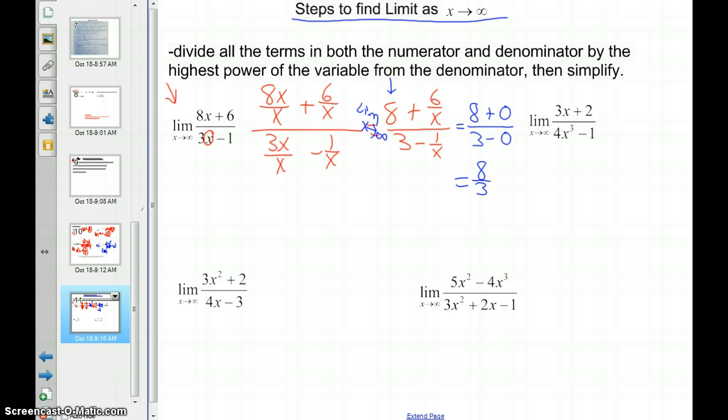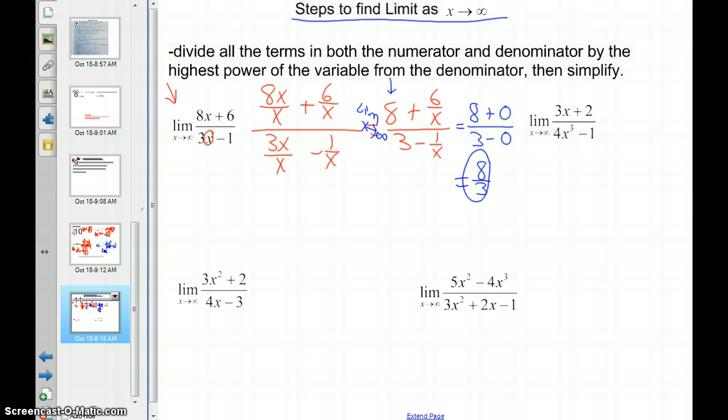So you're taking the highest power of the variable from the denominator, dividing every single term by that power of x, and then simplifying. Anything with a fraction where the variable is in the denominator, as the x value gets really large, that term is going to go towards 0. And so you can clean it up and you get your answer.